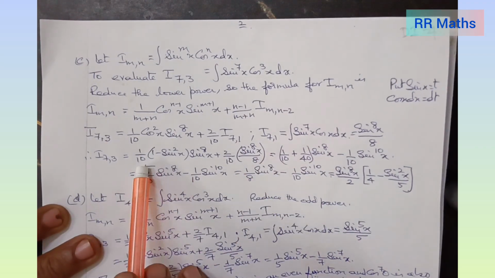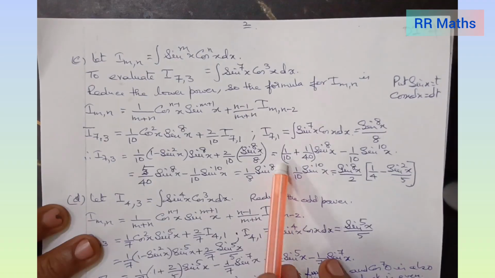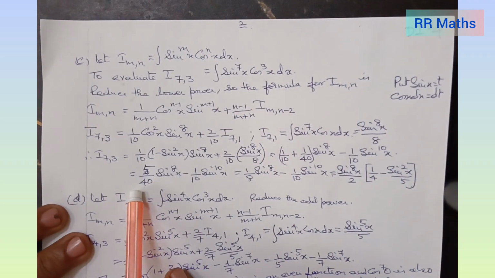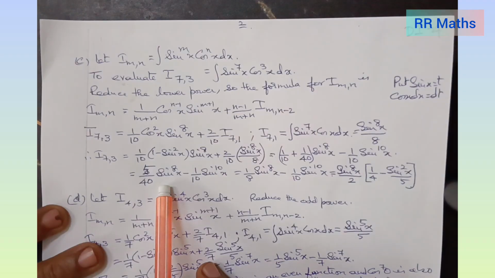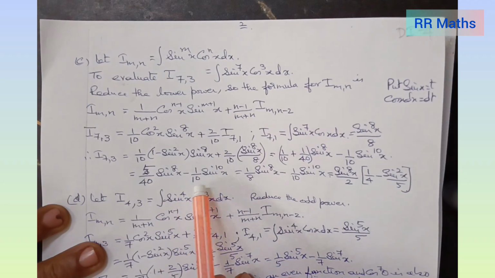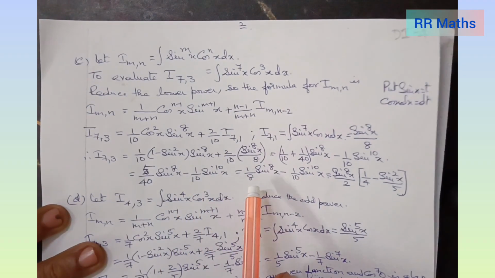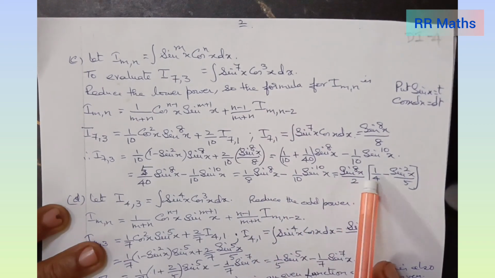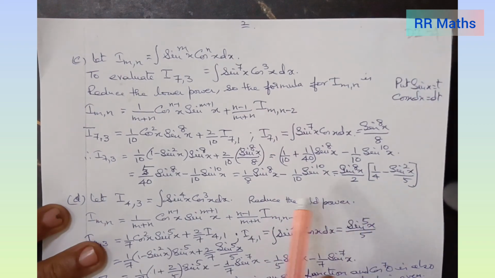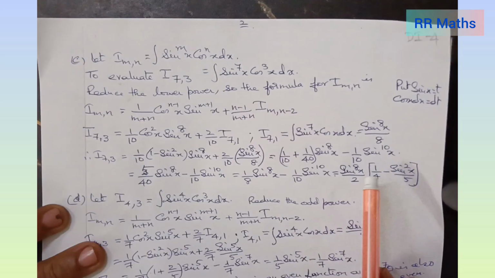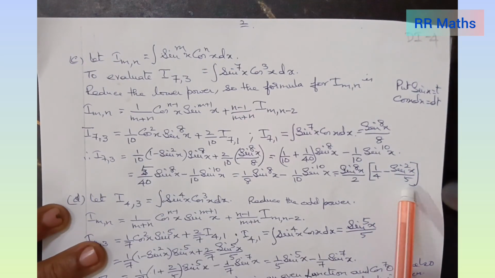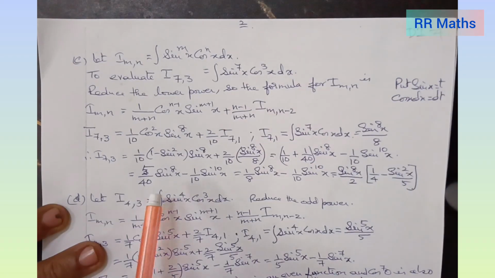So you take up sin power 8 as a common factor, take LCM here and simplify it. So that gives you 5 by 40 sin to the power of 8x minus 1 by 10 sin to the power of 10x, that is equal to, if you can take out sin power 8x as common factor and 2 as the common denominator, in the brackets you will have 1 by 4 minus sin square x by 5. And this is your final answer.